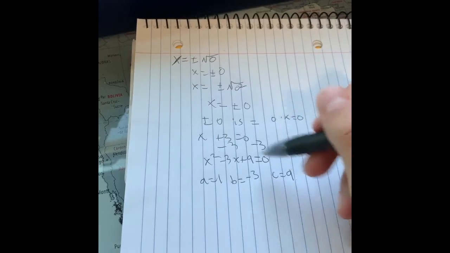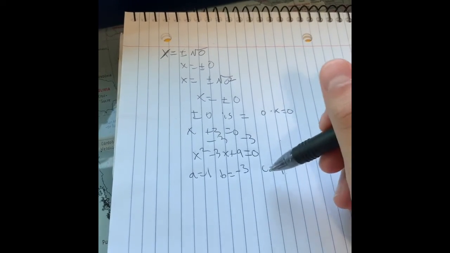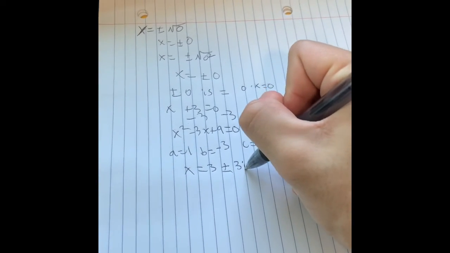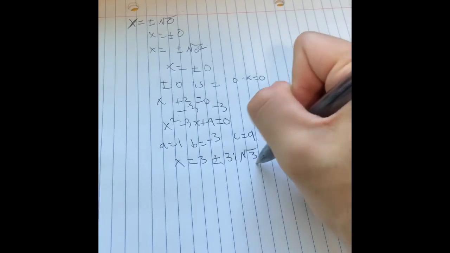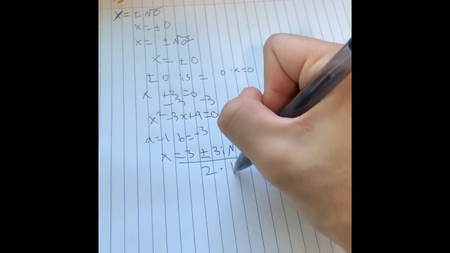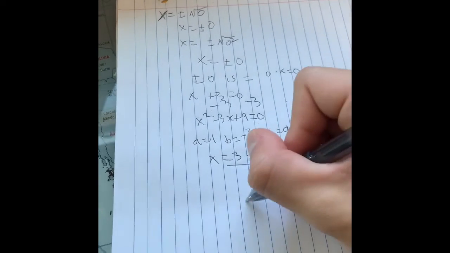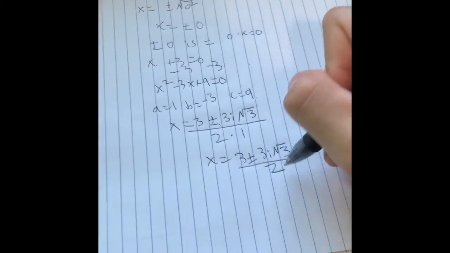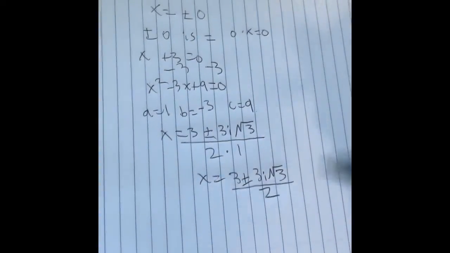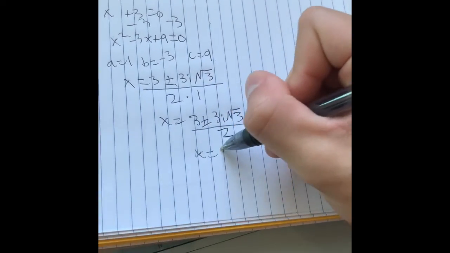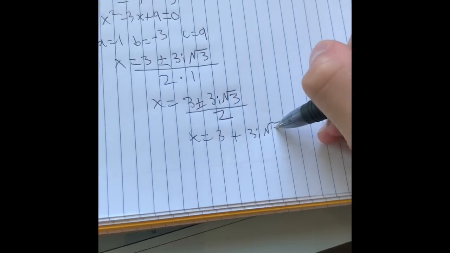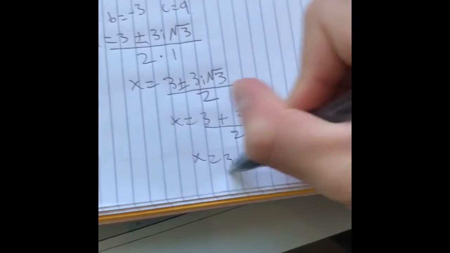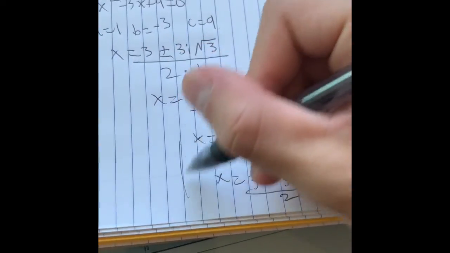So once you simplify all of your work down in the quadratic formula, you're going to get x equals 3 plus or minus 3i square root 3 over 2 times 1, and that's obviously going to become 2. So that's going to be x equals 3 plus or minus 3i square root 3 over 2. Then you're going to want to simplify it to make it plus or minus. So it's going to be x equals 3 plus 3i square root 3 over 2, and then x equals 3 minus 3i square root 3 over 2. So these two would be the final answers.